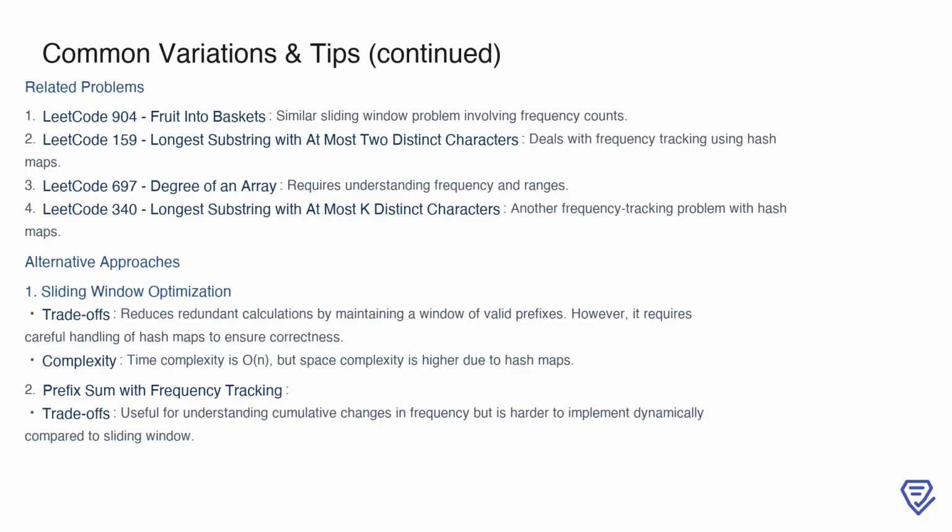Beyond that, there are alternative approaches to solving this problem. A sliding window optimization reduces redundant calculations by maintaining a valid window of prefixes. However, this method requires careful handling of hash maps to ensure correctness. It has a time complexity of O(n), but the space complexity may be higher due to the use of hash maps. Another approach is prefix sum with frequency tracking, where cumulative changes in frequency are analyzed. While this method can provide insights, it's often harder to implement dynamically compared to the sliding window approach.